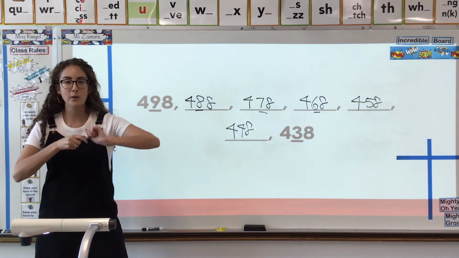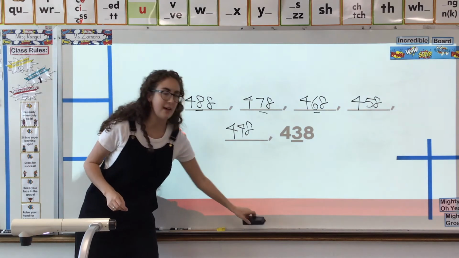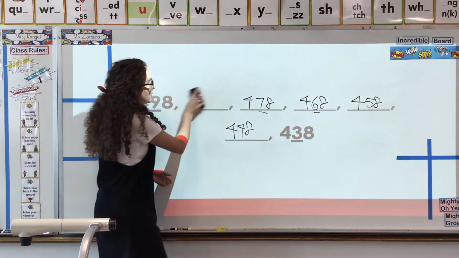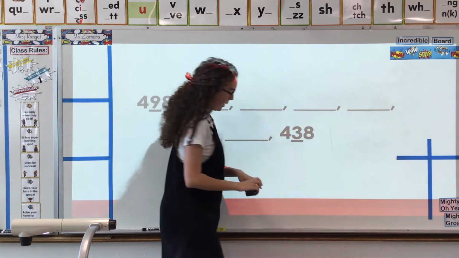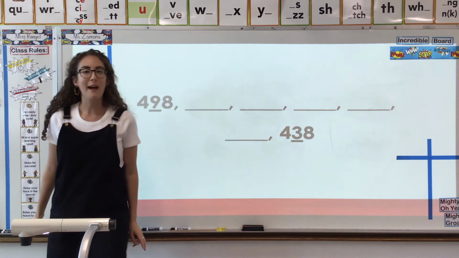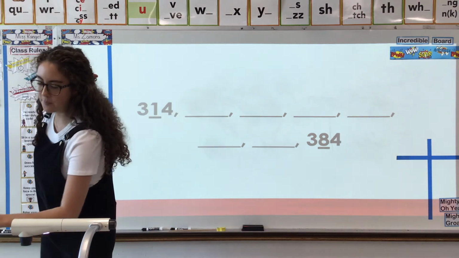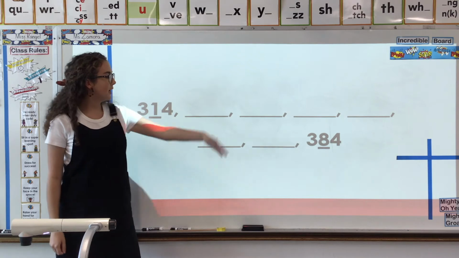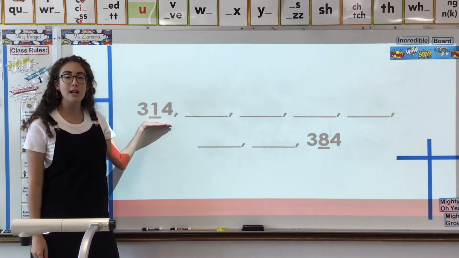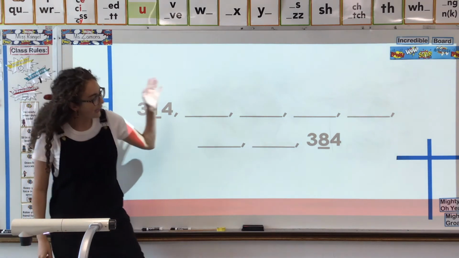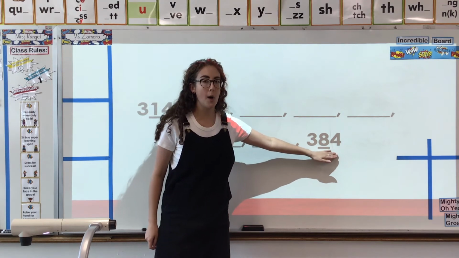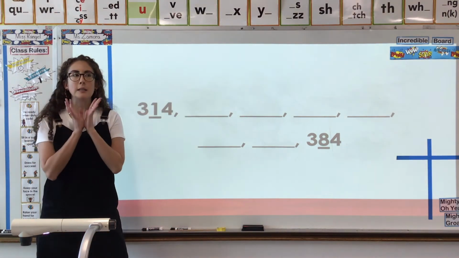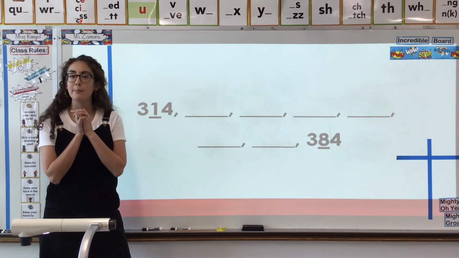Okay, awesome people. We are going to do one more together. So I want you to reset your board with me. I'm going to erase up here. I want you to reset your board. Okay, let's take a look at another puzzle. We have 314. And we are going to skip count to 384. So, what's our game plan?